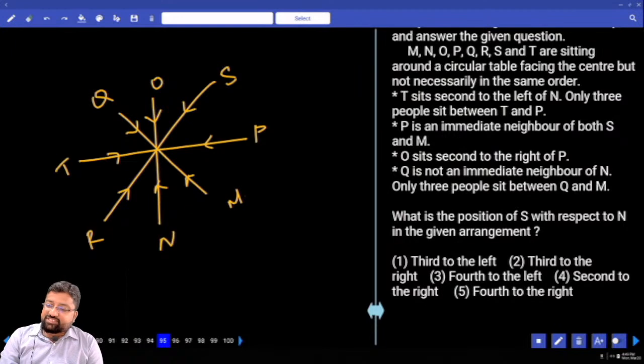What is the position of S with respect to N? Sorry, N. Third to the right.